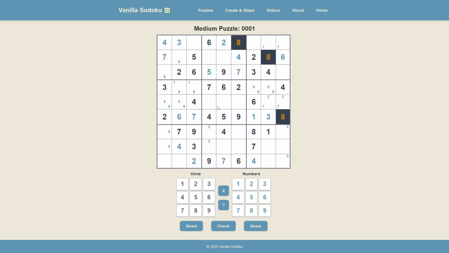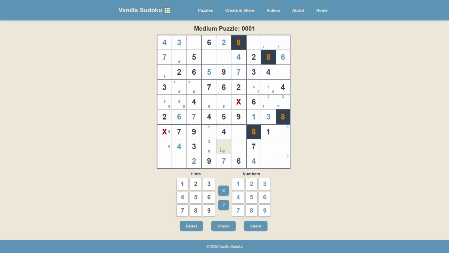8. So our 8, well, it can't go there. Our 8 is going to be here or here. This box needs its 8. We've got this 8 here. I don't see any pointing pairs which influence this box. This box needs its 8, so glancing at the 8s, I can see 8's placement can only go there or there.